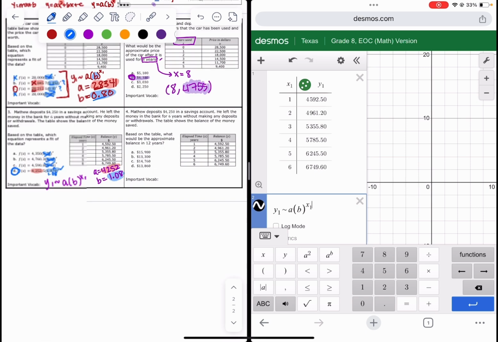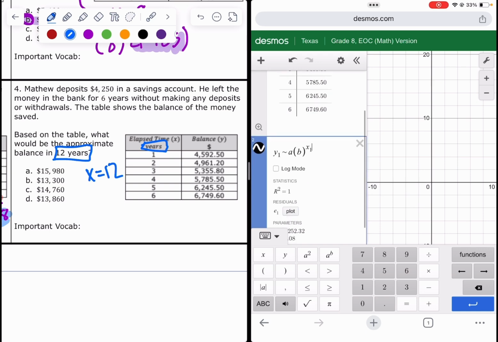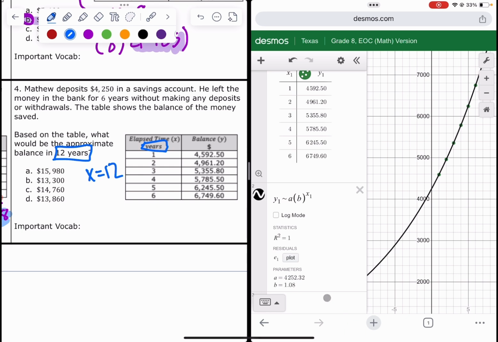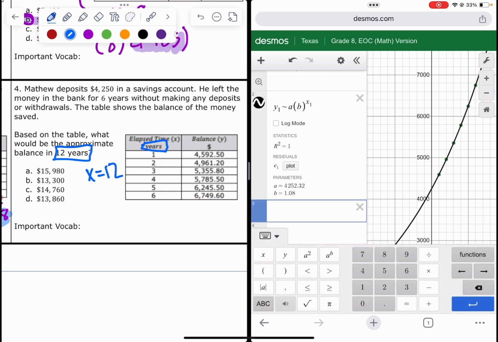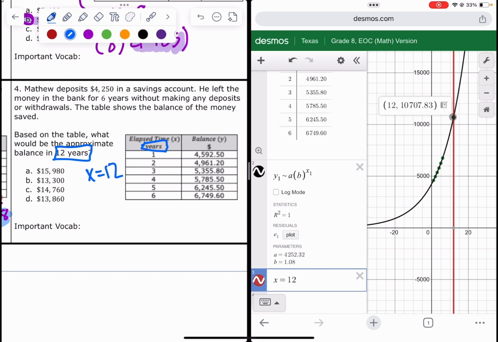Now if we look at the other one, remember, these are the same thing. We're just taking one more step here. Okay, so based on the table, what would be approximately the balance in 12 years? 12 years. If I look at years, I know that's x. So x equals 12. That's what I'm putting in decimals right here. So I'm going to put the plus right here, and I'm going to do x equals 12. And see how nothing popped up? I'm going to press this minus button, and right there, that gray point is my answer.